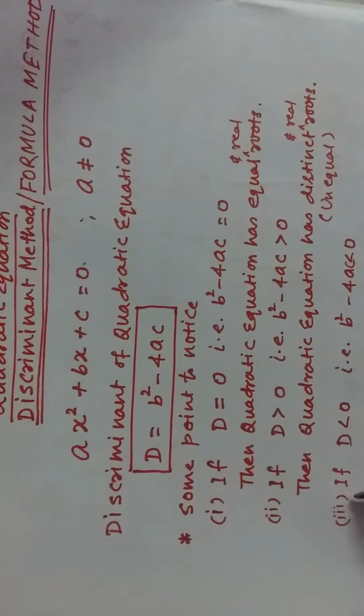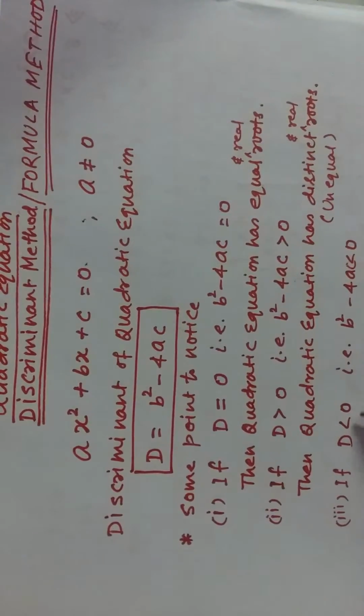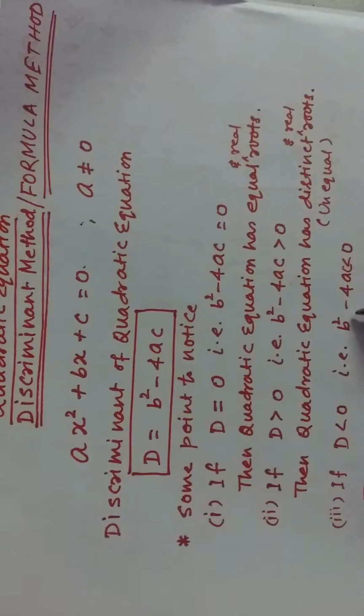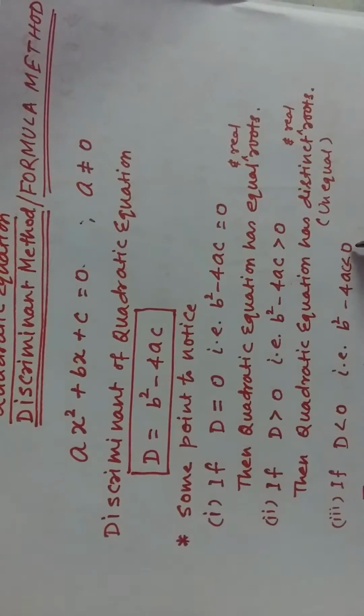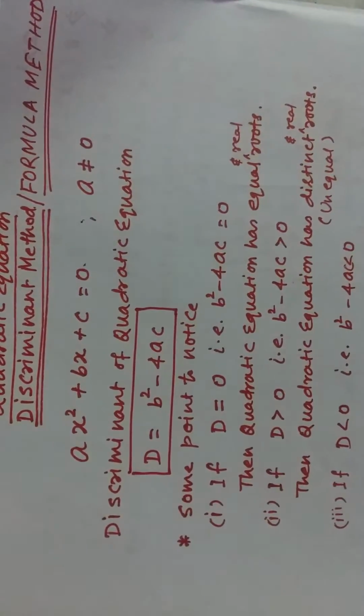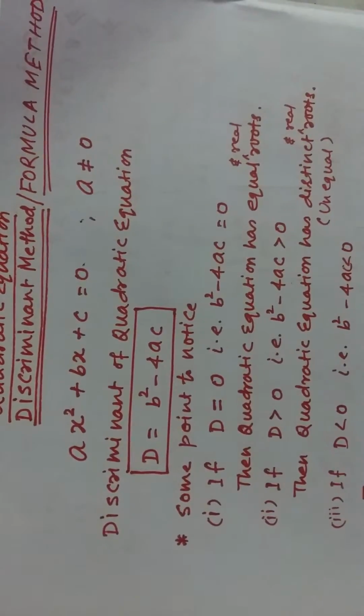The third point is, if D is less than 0, that is b square minus 4ac is less than 0, then the quadratic equation has no real root. No real root. Please note it down. There is no real root.